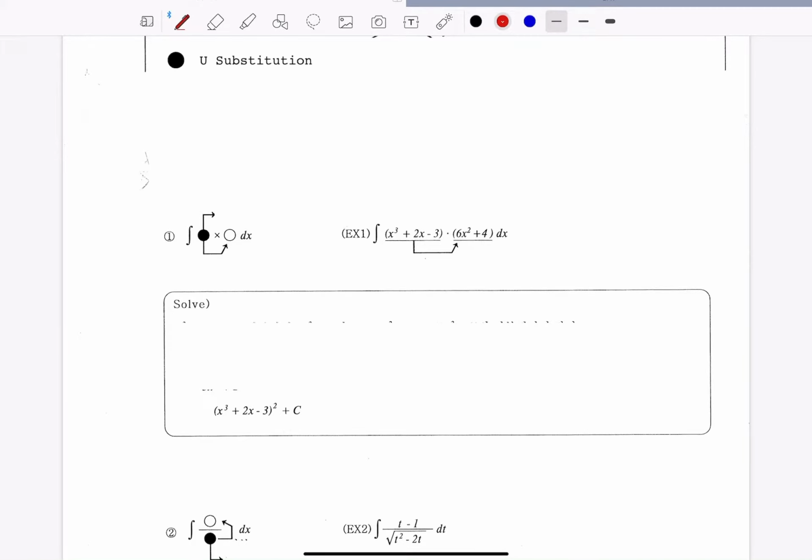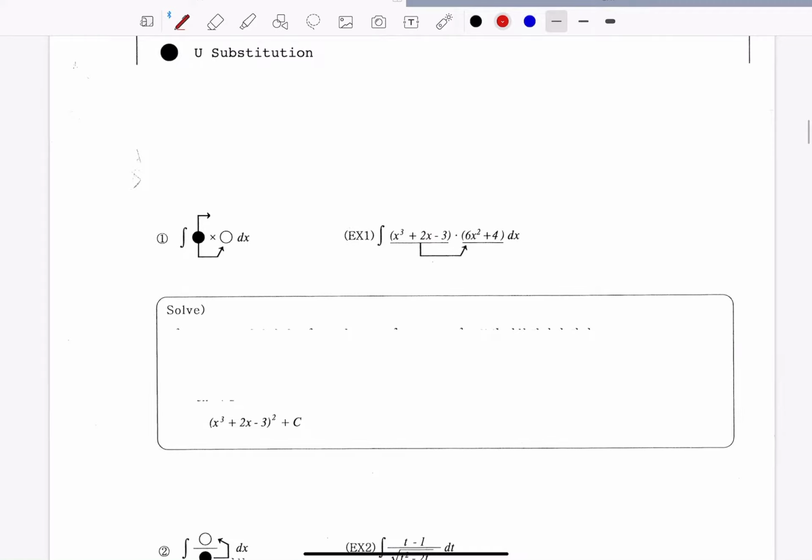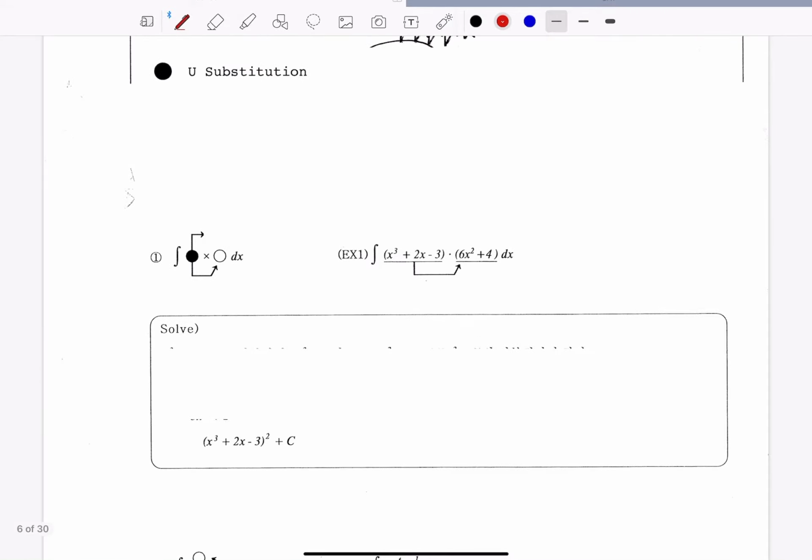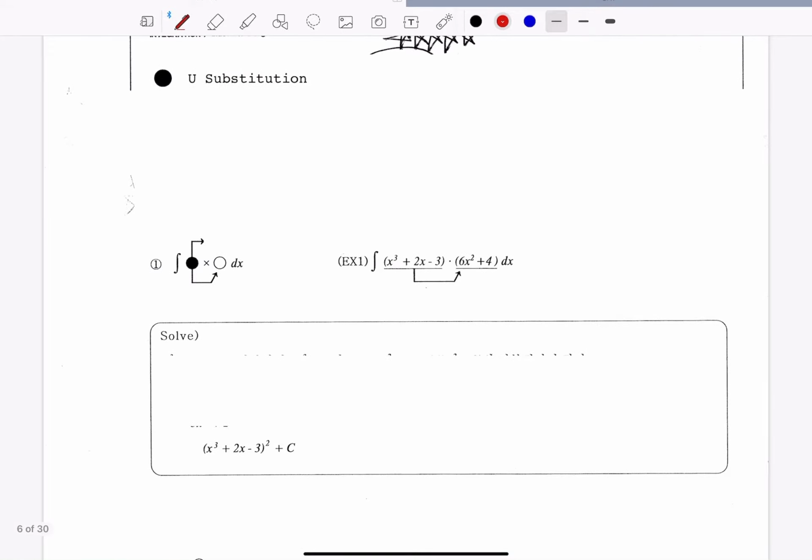All right, let's talk about U substitution. Generally, we can use the skill of U substitution to find integrals. But there are some rules, actually conditions, for using U substitution.